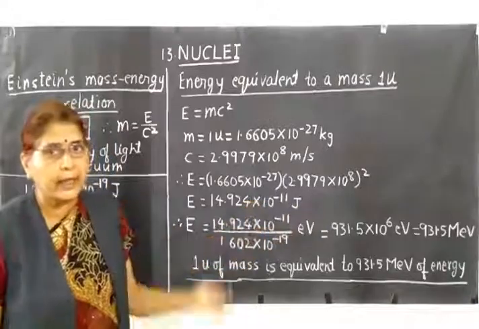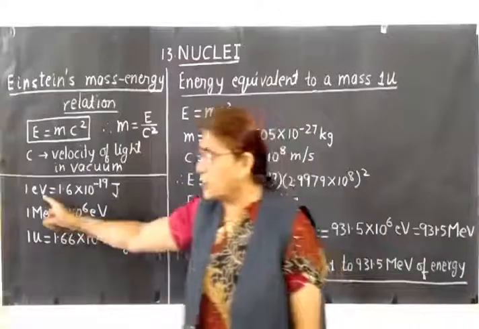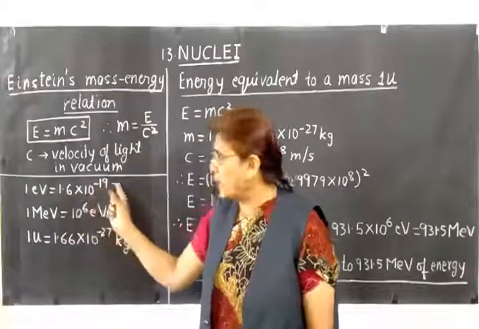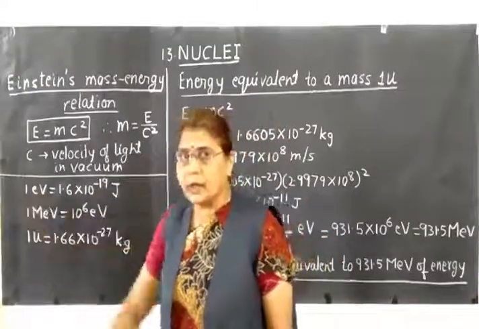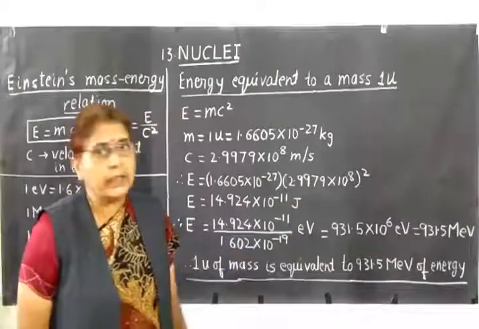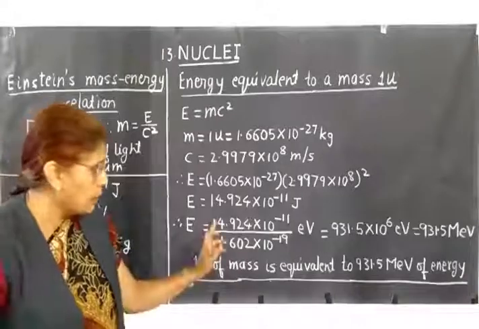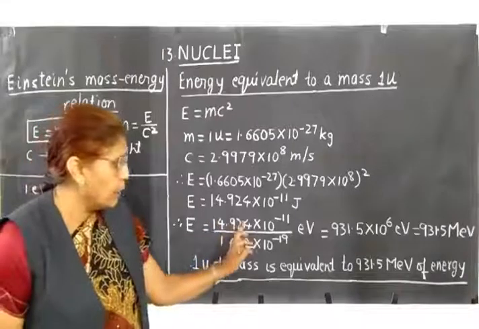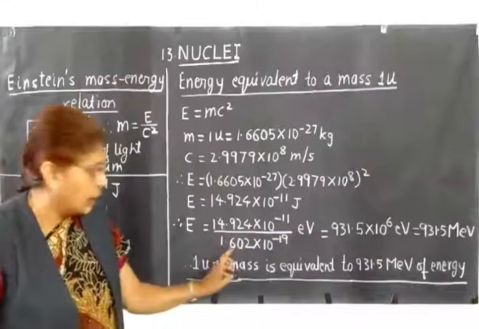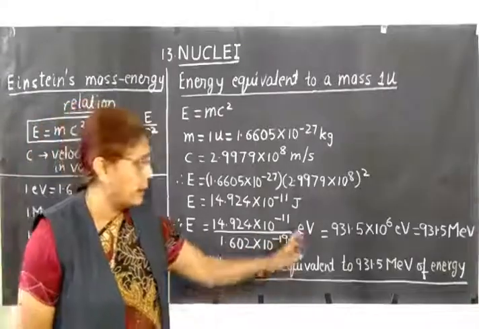Joule is the SI unit of energy. Now, from joule, we shall convert it to electron volt. 1.6 into 10 raised to minus 19 joules is 1 electron volt. So 14.924 into 10 raised to minus 11 joules is how many electron volts? You have to divide it. So E in electron volt will be 14.924 into 10 raised to minus 11 divided by 1.602 into 10 raised to minus 19. The 02 is taken for accuracy.